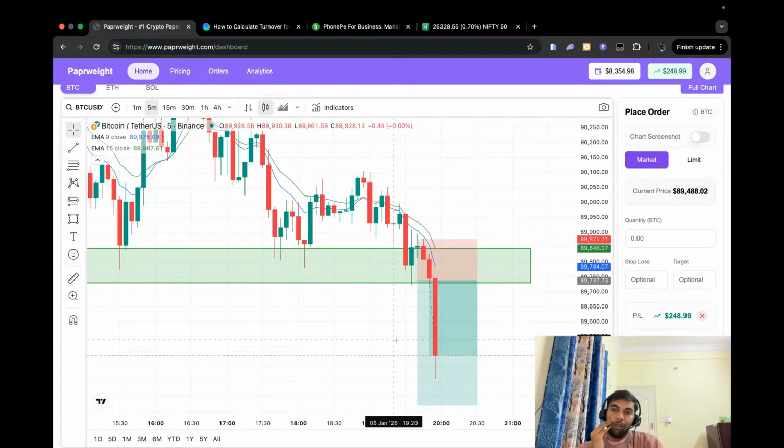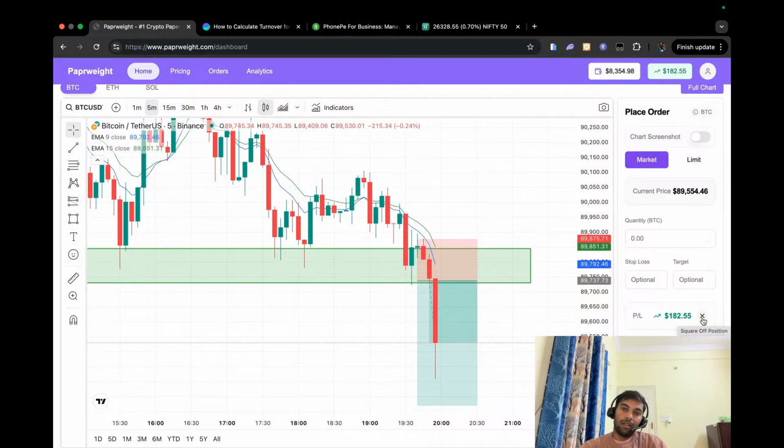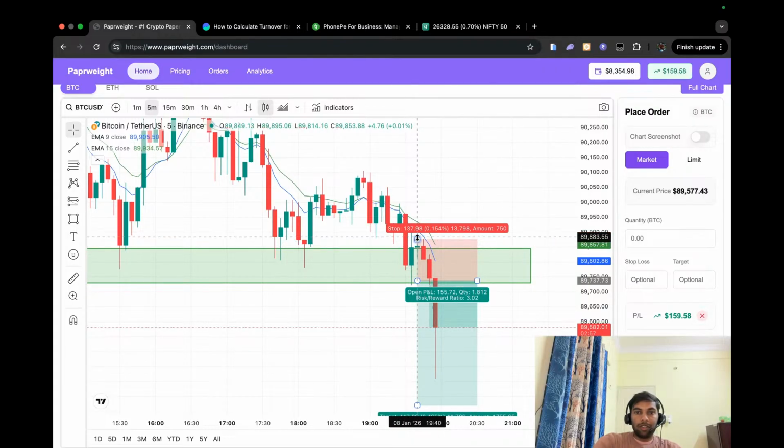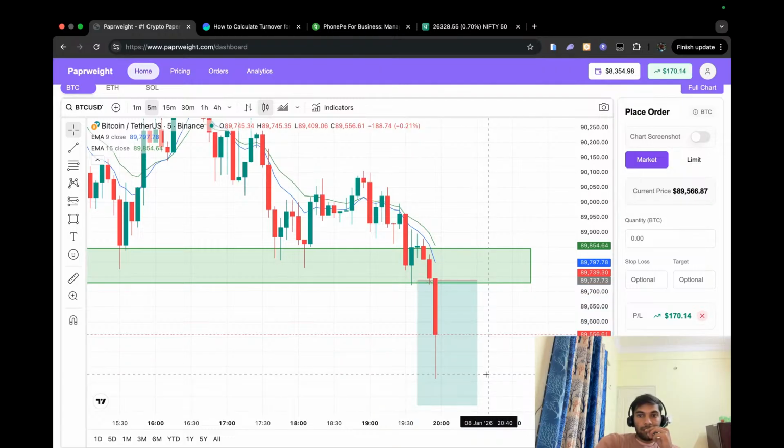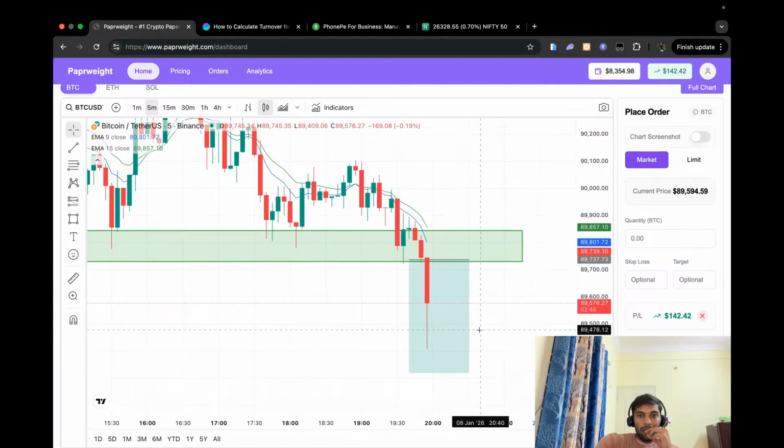I think we captured a good move, guys. Okay, as soon as it fell down, it is moving up as well. Too quickly, guys. Now in this trade, I will not take any losses, because if it reverses, it is a real reversal. But it went down very quickly and it came up very quickly.